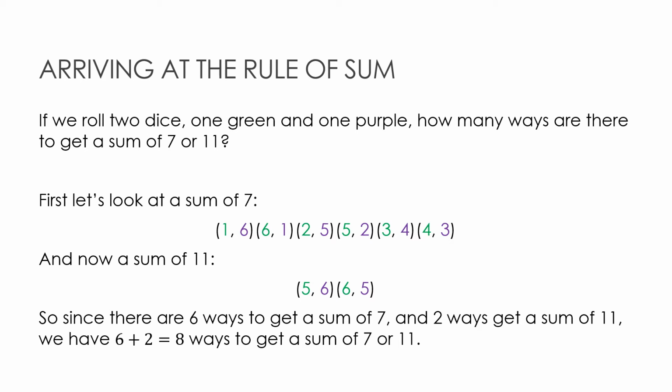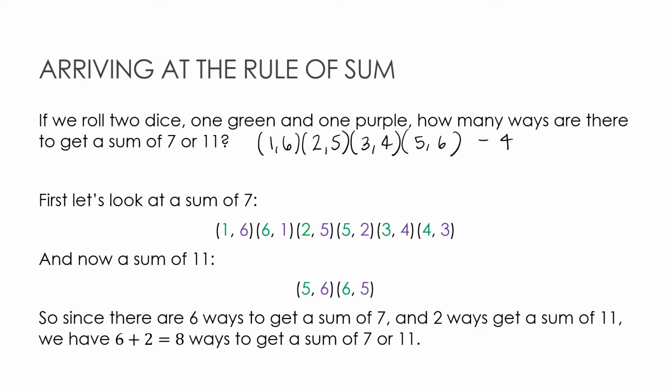So instead of just providing you with the rule of sum, let's talk about how we might arrive there. I have 2 dice, one green, one purple. How many ways are there to get a sum of 7 or 11? So typically what students do starting out is say, I could get a 7 with 1, 6, 2, 5, or 3, 4, and I could get an 11 with 5, 6. And so they'd say there are 4 ways.